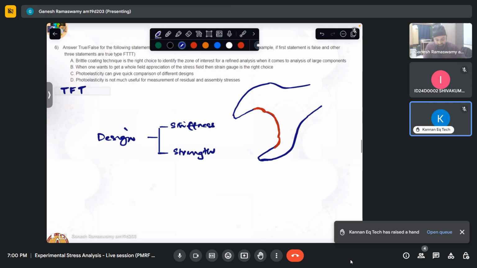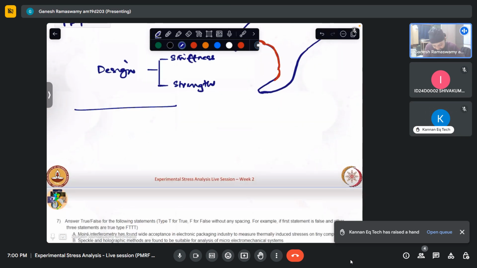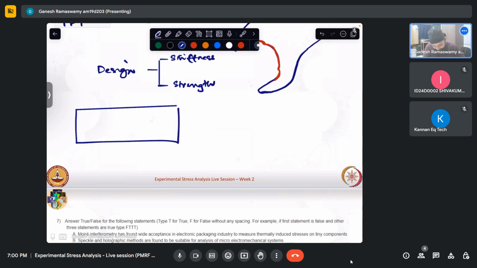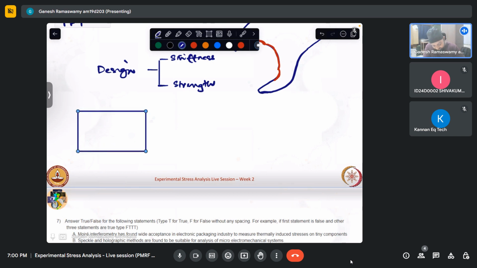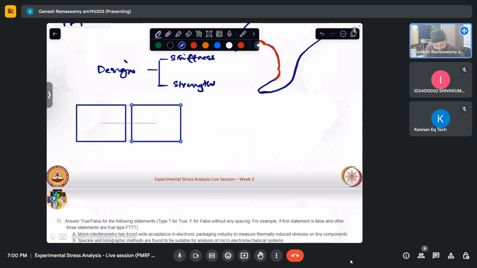Yes. Actually, let us say that there is a component here. So there is something called a hole drilling method. What they do is, let us say that they are disjointed in some way. You paste a photoelastic coating here, and you take one measurement.